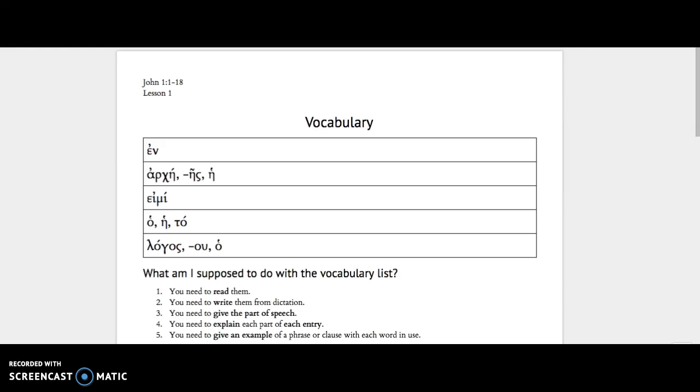Okay, welcome to the lesson one review from John chapter 1, verses 1 through 18. We are looking at the first five vocabulary words. The first thing that you have to be able to do is to read them. So look at this first one and say it.